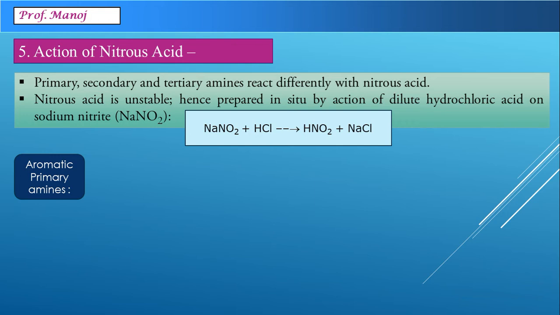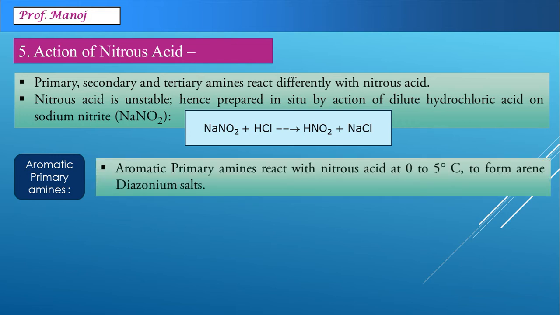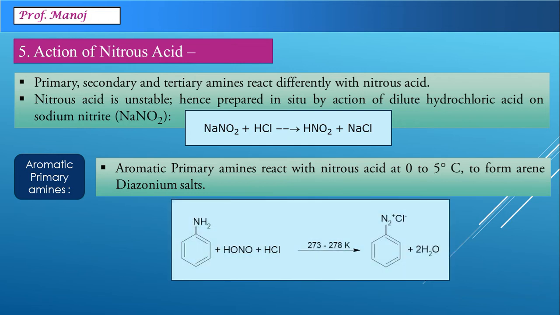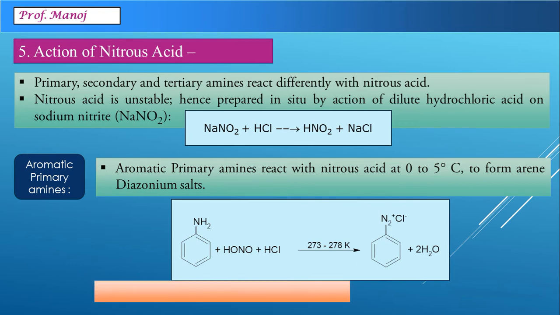First we consider aromatic primary amines. Aromatic primary amines can react with nitrous acid at a very low temperature of 0 to 5 degrees Celsius, and they form arene diazonium salts. You can see an example of aniline reacting to produce benzene diazonium chloride. This reaction is known as diazotization. Remember, diazotization only happens for aromatic primary amines but not for aliphatic.